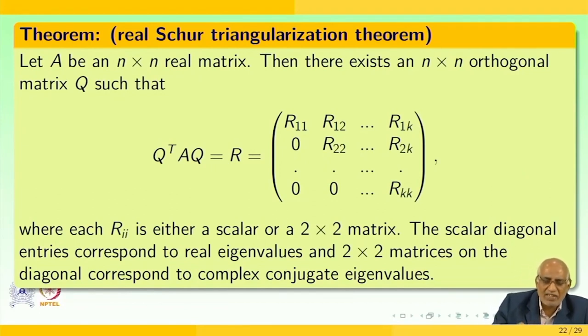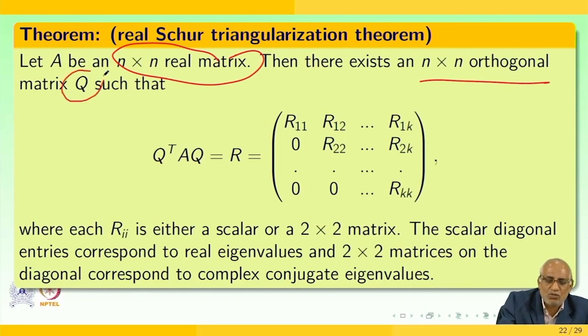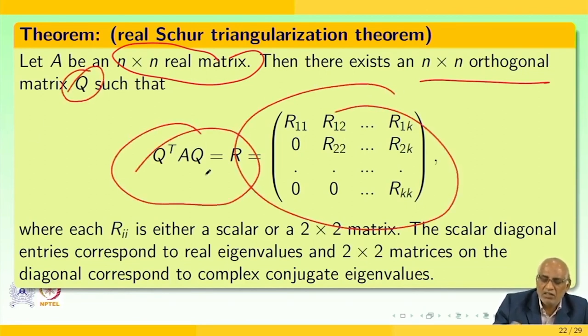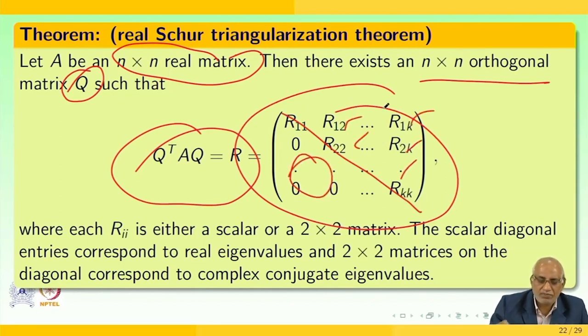Again, we start with the matrix A, a real square matrix. Then there exists an n by n orthogonal matrix Q such that Q transpose AQ is equal to R, and the form of R will be like this. These are all main diagonal, these are all zeros, these are all non-zeros, where each R_ii is either a scalar or a 2 by 2 matrix. The scalar diagonal entries correspond to real eigenvalues, and the 2 by 2 entries correspond to complex conjugate eigenvalues.